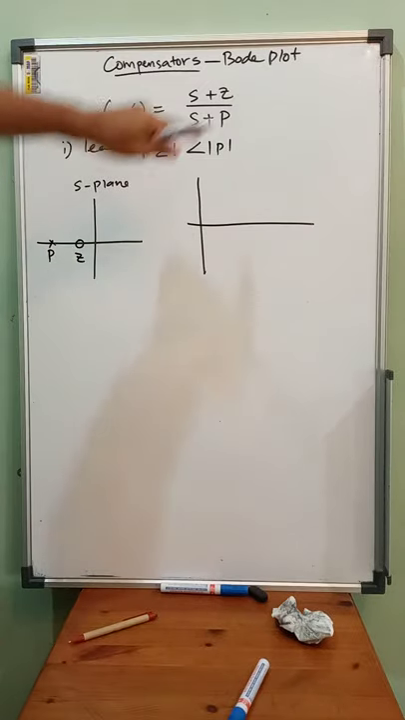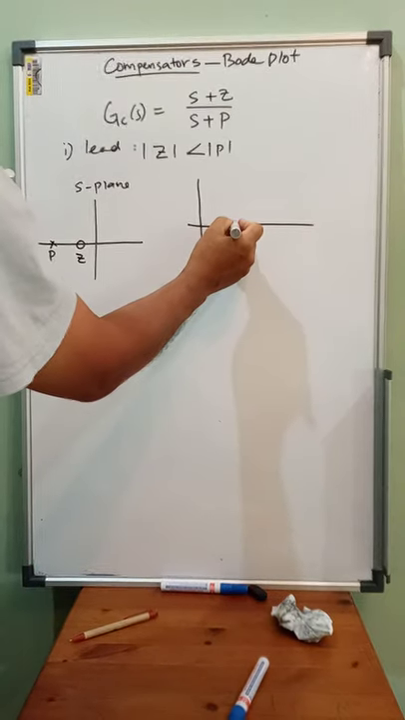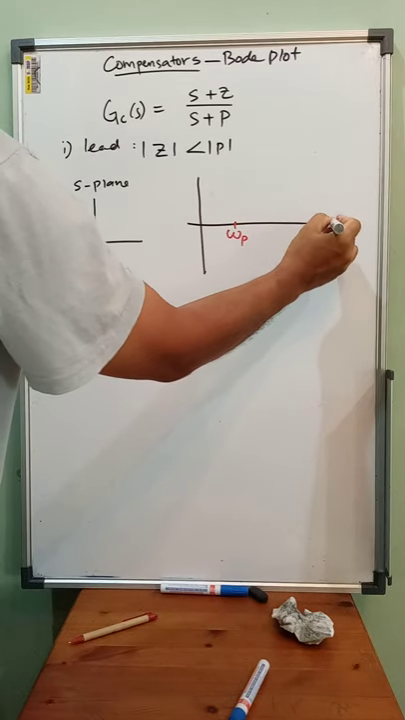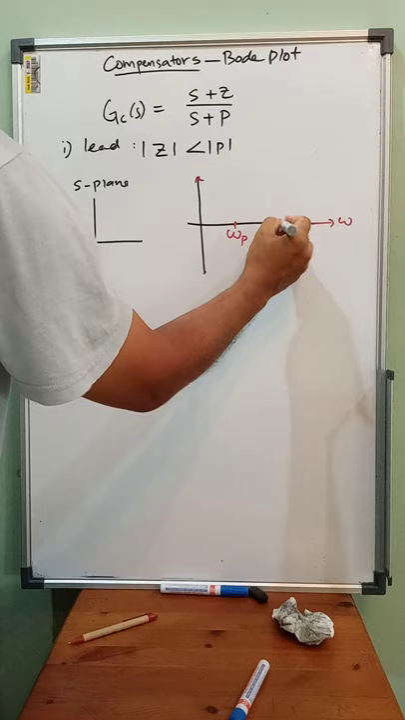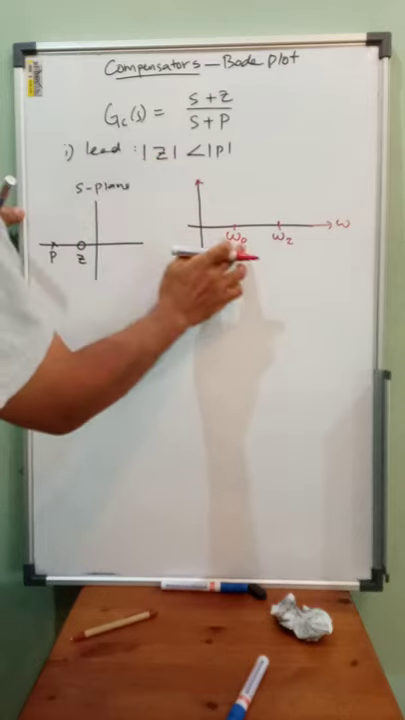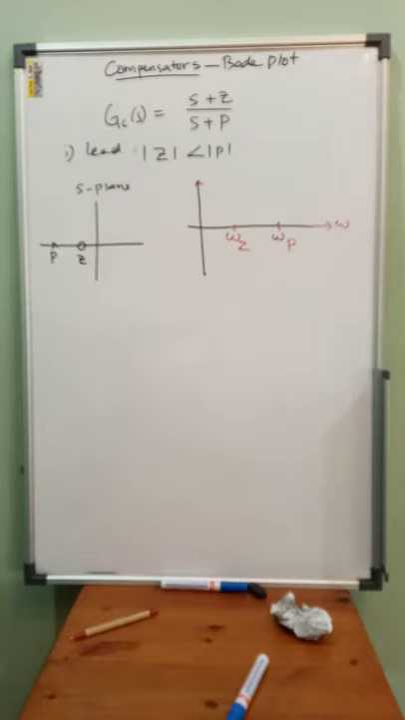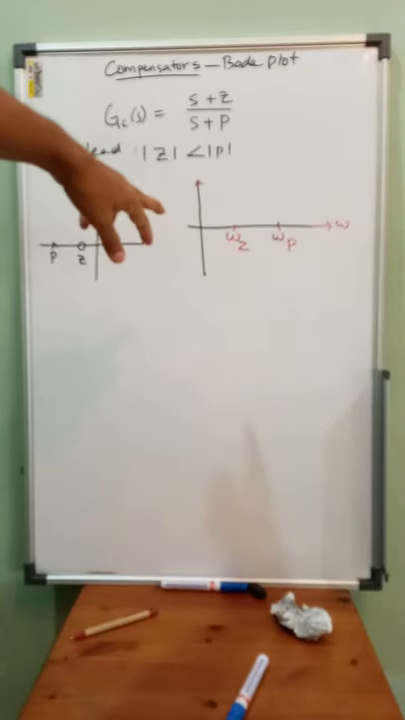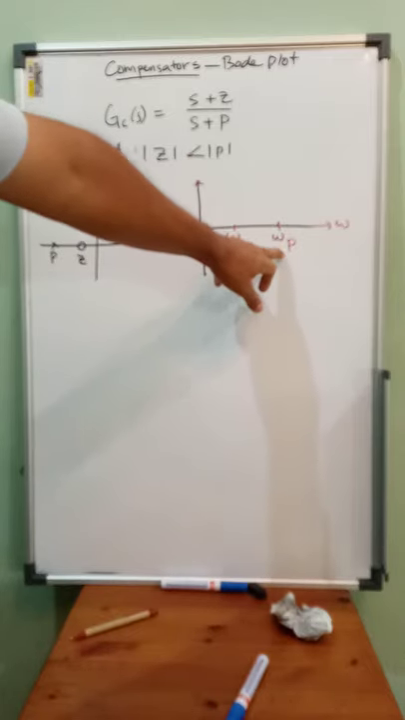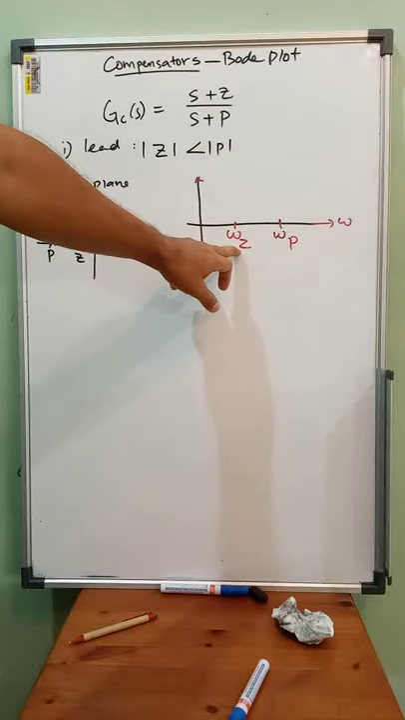Okay, we know Z is a corner frequency, P also a corner frequency. So the first corner frequency is omega Z, so Z is here. Z is smaller than P, which means the first corner frequency is at Z, the second corner frequency is at P, because P is larger than Z. So second is P, first is Z.